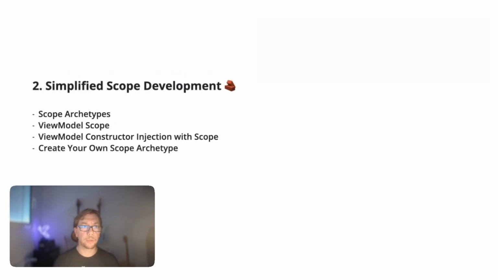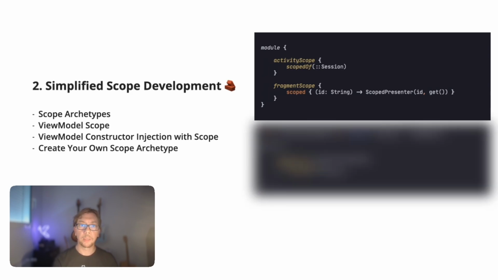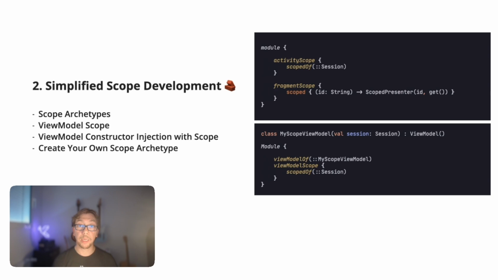Let's talk about scope development with Koin and how it has been simplified in 4.1. We introduce new scope archetypes that are generic types for you to develop scopes. Then you have activity, fragment, view model scopes. Those are generic scope types for you to declare what you want in terms of scope objects and then attach that to your activity fragment. In the scope level, then we can do even better.